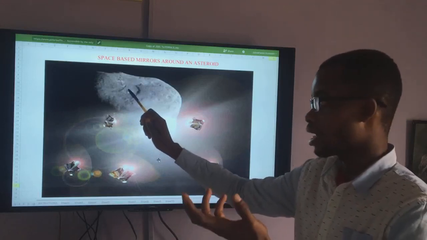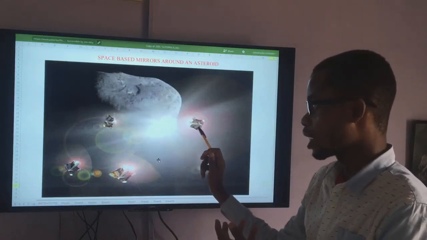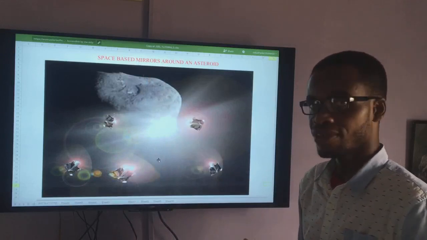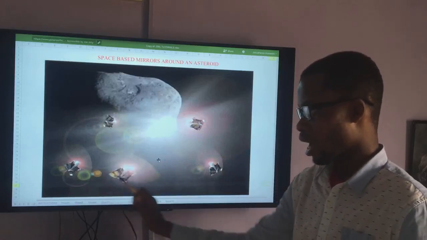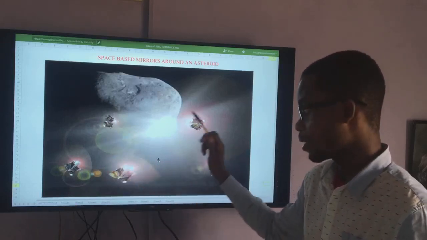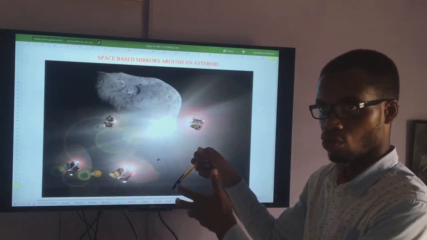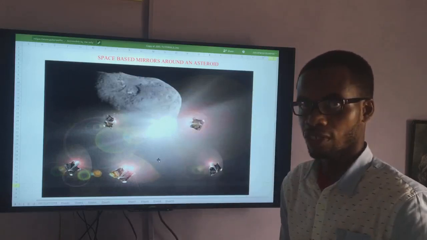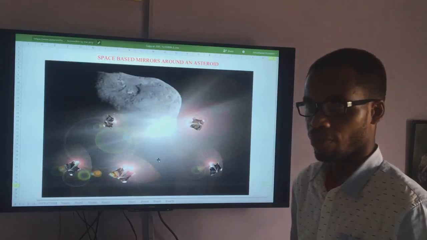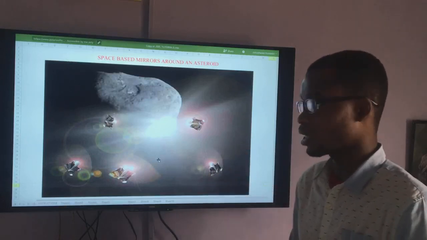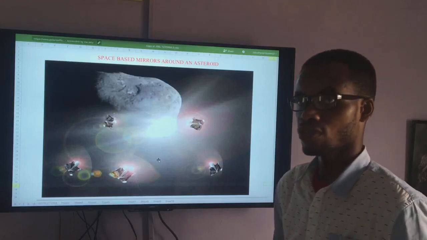When that happens, if it is the one that is going to hit the surface of the earth, then probably we can use what we call space-based mirrors. These are all space-based mirrors, artificial mirrors actually created by man, so man-made. They make them to throw more light. When the light is thrown on the surface of the asteroid, it reduces its movement and causes it to deform. And when this happens, it's possible that the asteroid will not hit the surface of the earth.